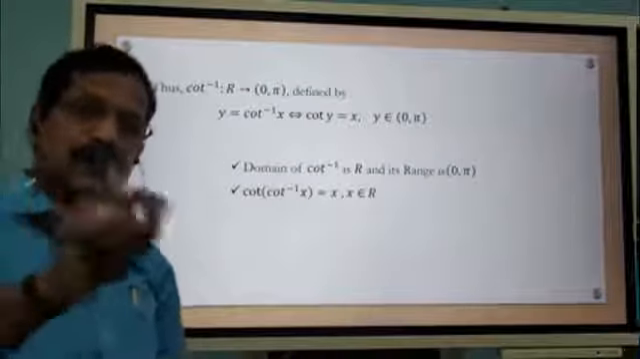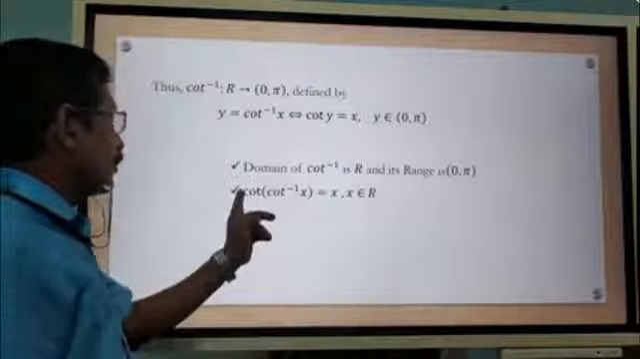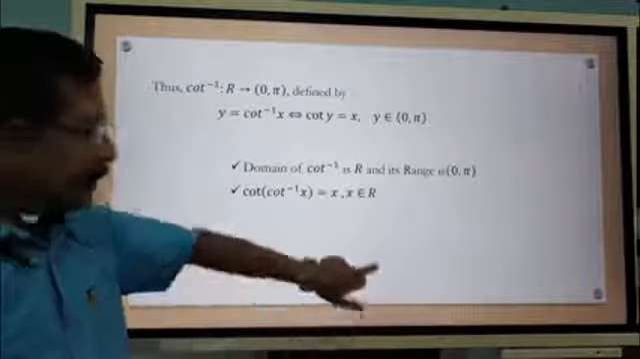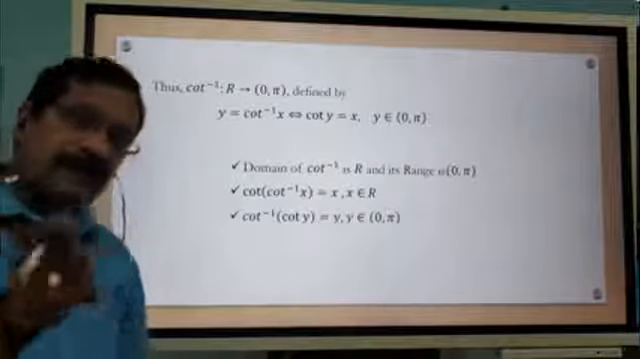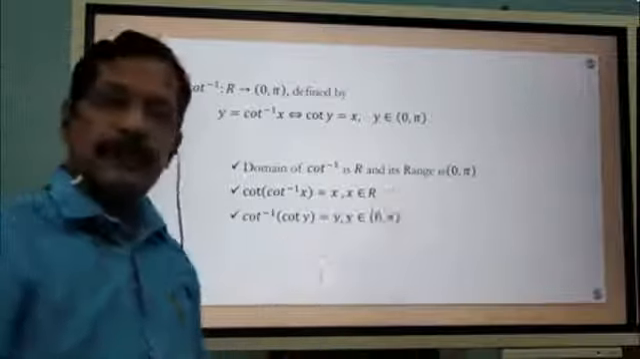Now, just like f of f inverse of x is x, cot of cot inverse of x is equal to x, where x is an element of R. And cot inverse of cot y is equal to y, where y is an element of (0, pi).